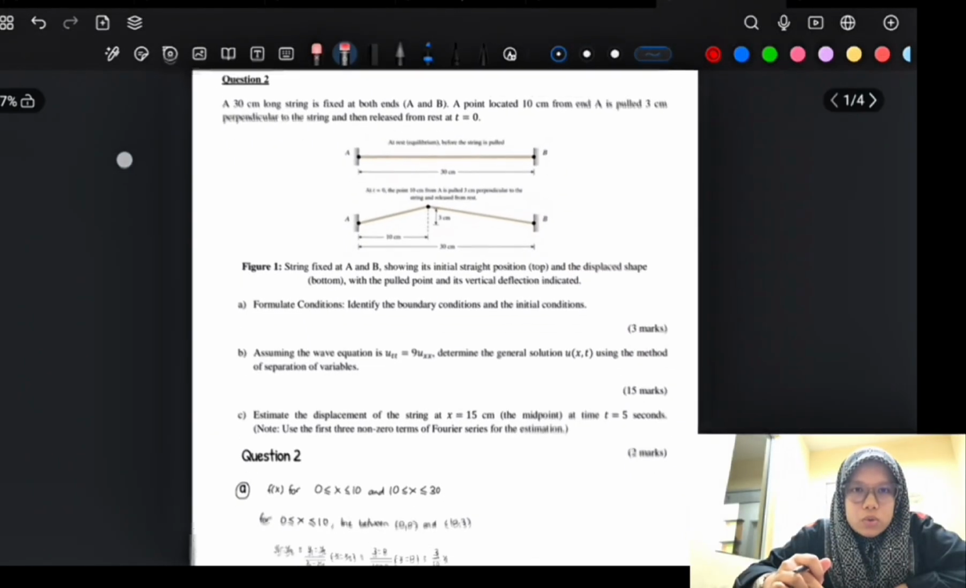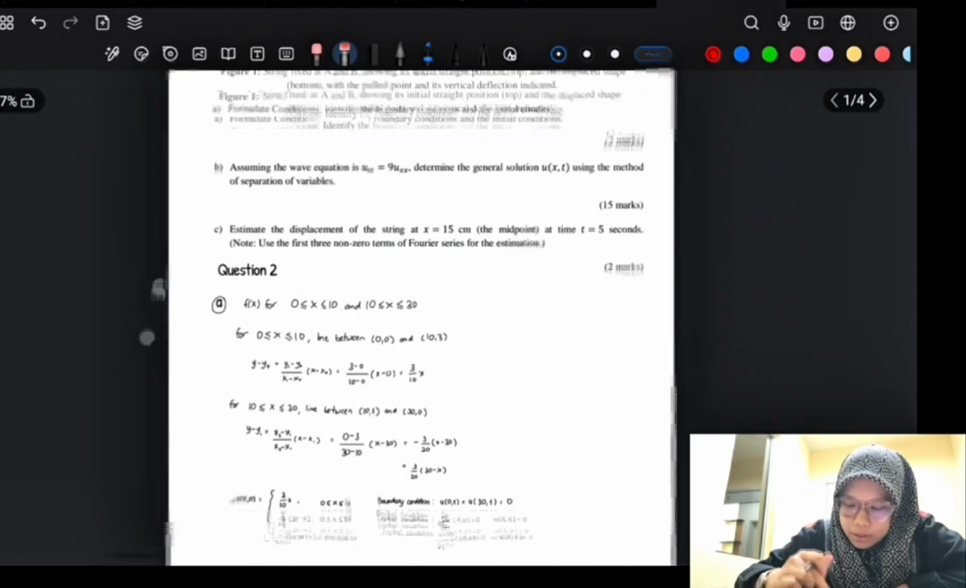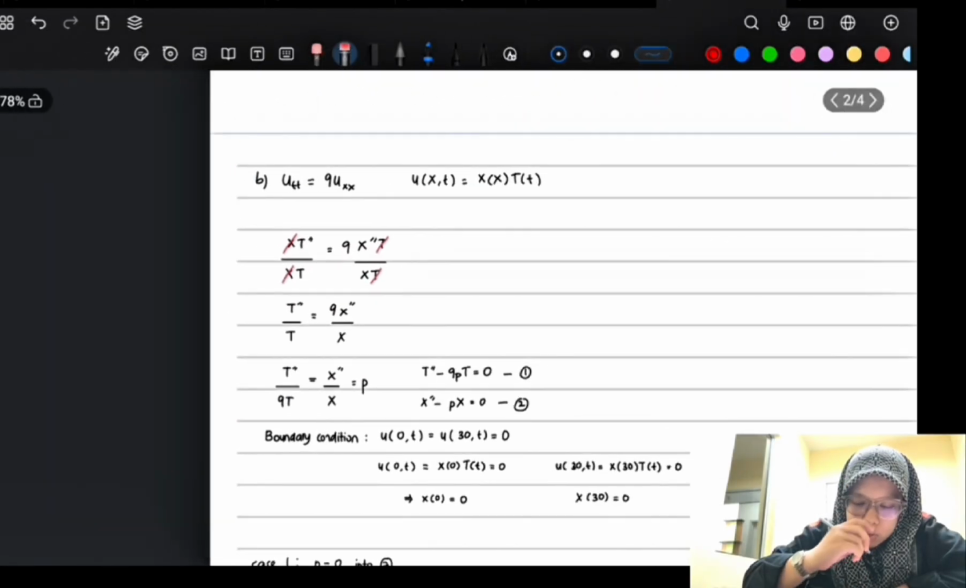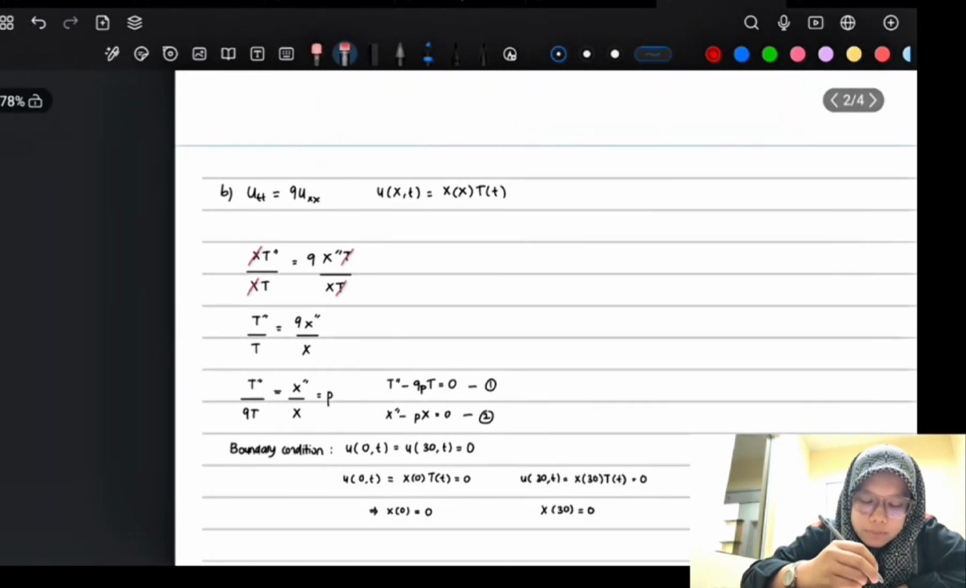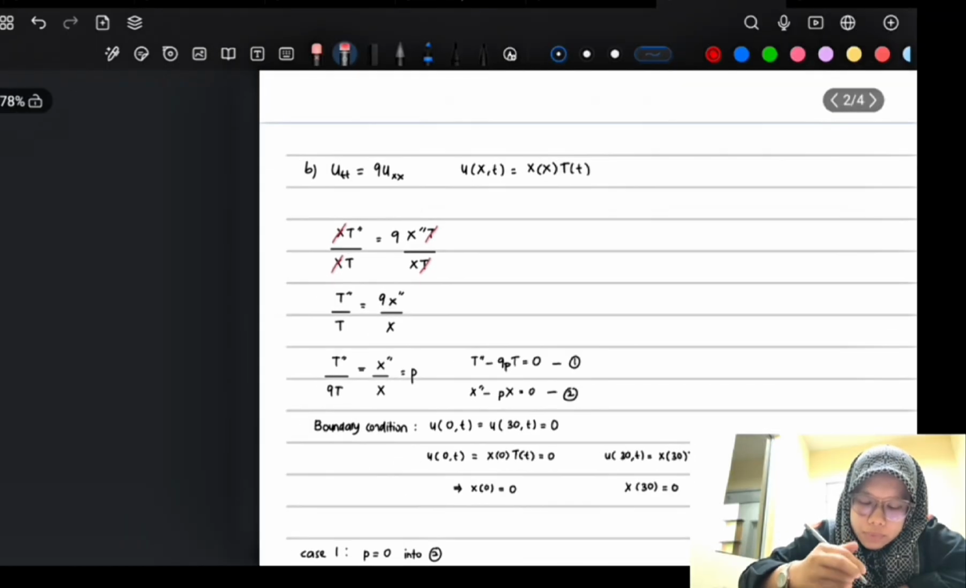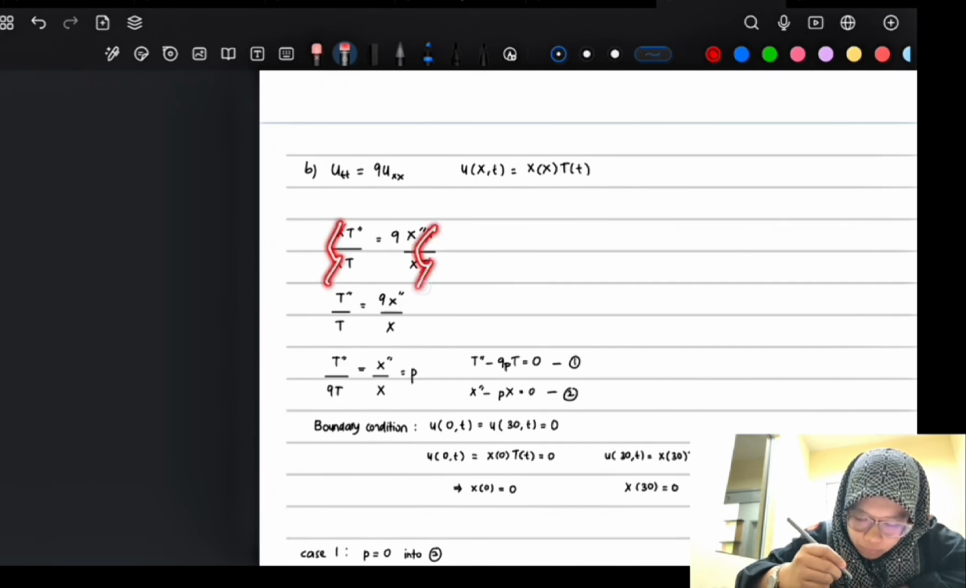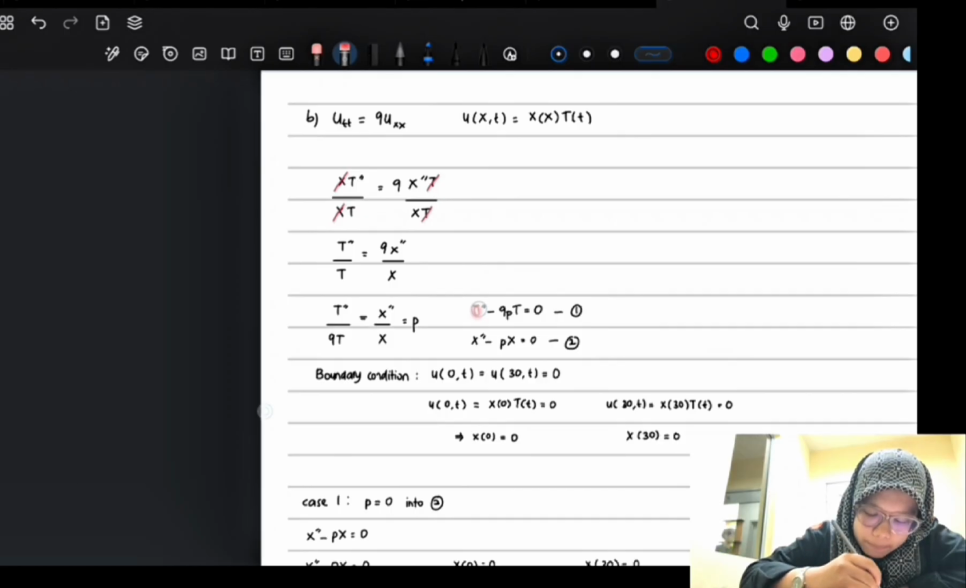So I will present question 2, part B. As we can see, this is the wave equation. From this, we will be using the method of separation of variables, which is u(x,t) equal to X(x)T(t). From that equation, we get X T double prime over XT equal to 9 X double prime T over XT. So we separate the same variables, X(x) and T(t). From that, we get two equations, which are T double prime minus 9pT equal to 0 and X double prime minus pX equal to 0.